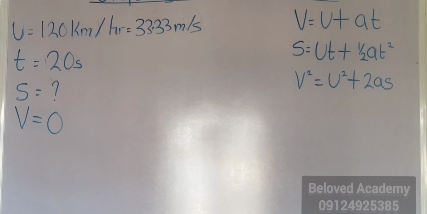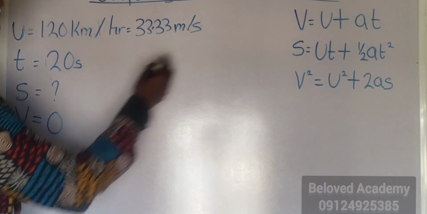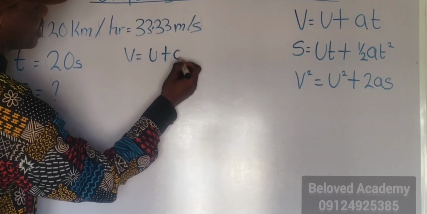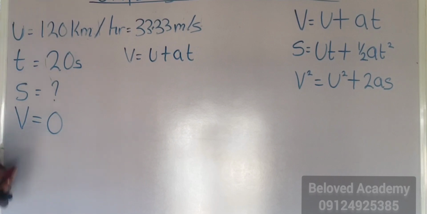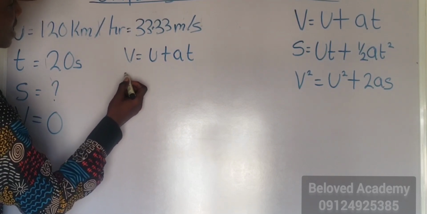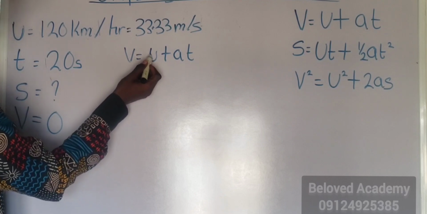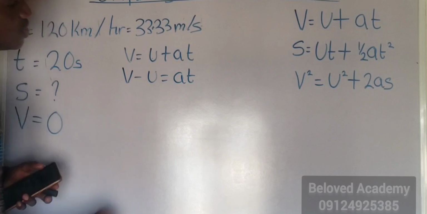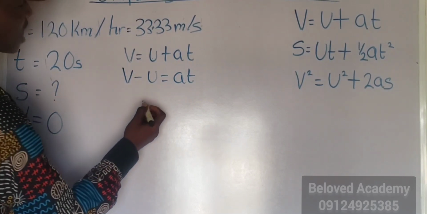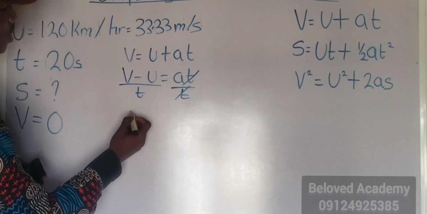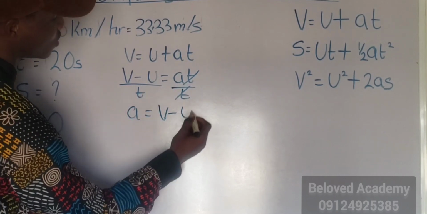Acceleration is equal to what? Change in velocity over time. We can even use this: V is equal to U plus AT. We want to make A the subject of the relation. The first step is to take U to the other side of this equation. I'm going to have V minus U is equal to AT. Divide both sides by T. I'm going to have this over T and this over T, so this T will cancel this T. So I'm going to have A is equal to V minus U over T.